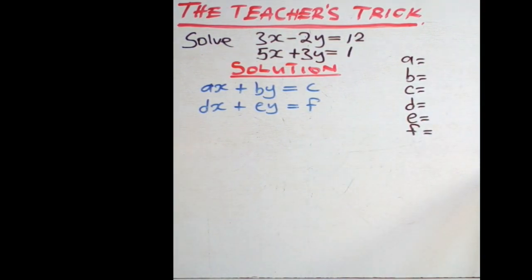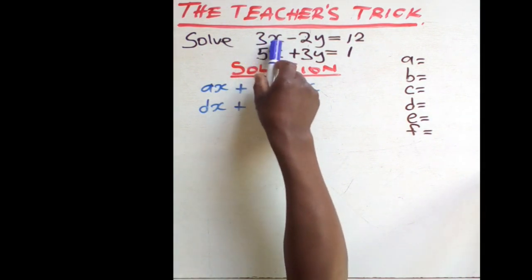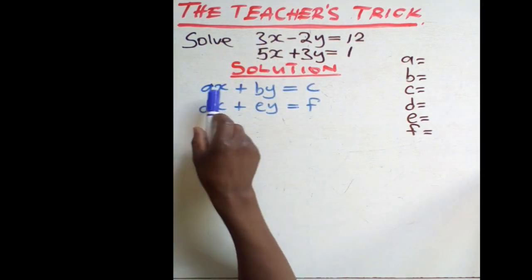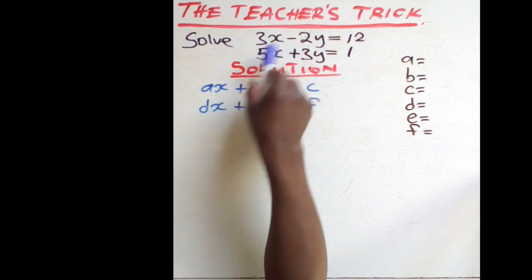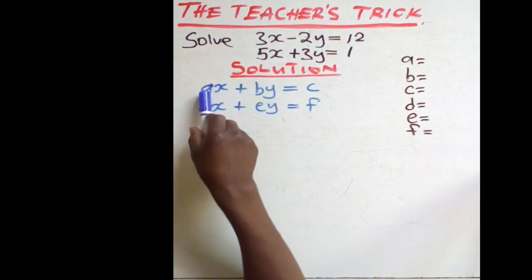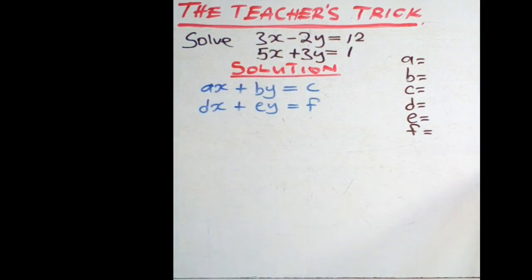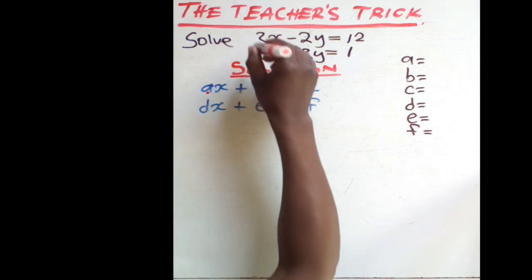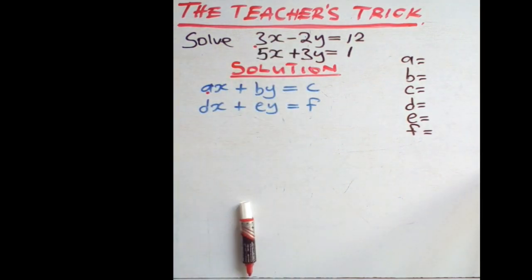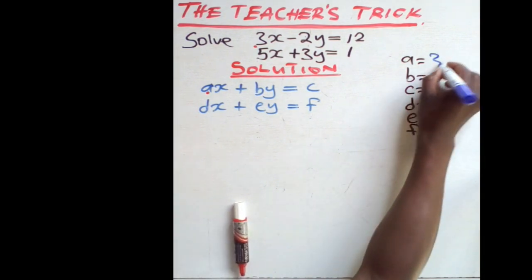What is a? We are going to obtain these numbers by comparison. So in the first equation here we have 3x. For the first equation here we have ax. So this x is that one, this 3 is that a, meaning our a is going to be equal to 3. So in position of a, we are going to put a 3.